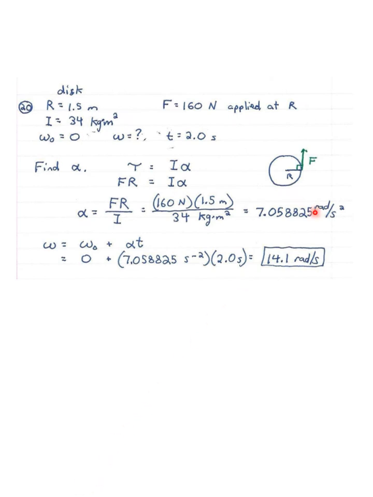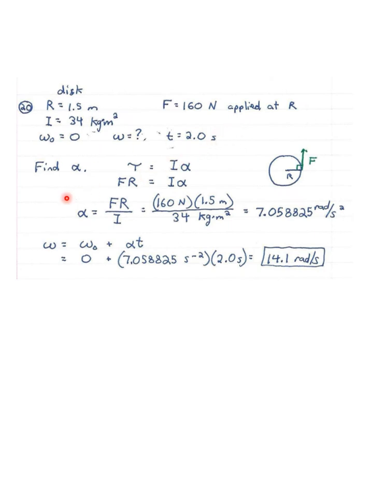All right, let's get a picture, see what we're looking at. There's the disk. The force is applied tangentially. That means it is perpendicular to the radius. I've written out all the given information. It says it starts at rest. Omega naught is 0. What is the final omega? And t is 2 seconds.